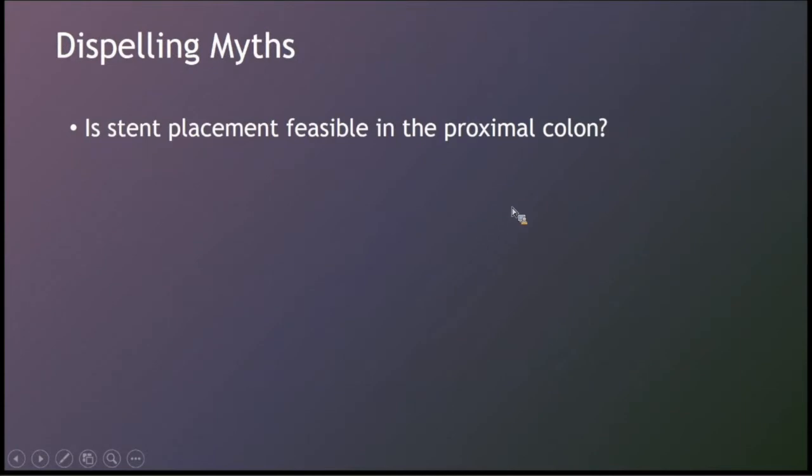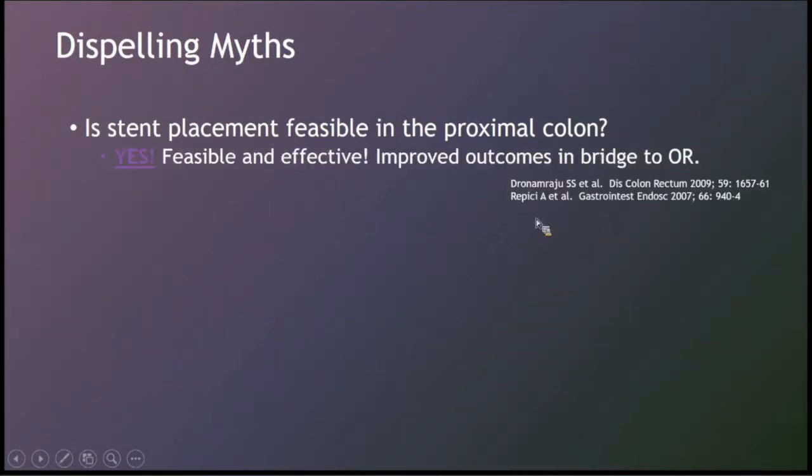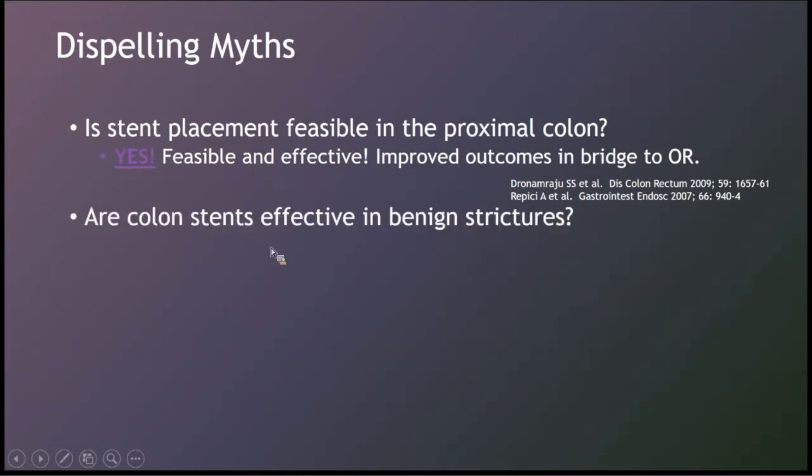Some people have always asked, well, can you place a stent in the proximal colon? And we can. It's a little bit trickier, but we definitely do this pretty regularly. Can you do it in benign strictures? So the other strictures that we see are people with diverticular strictures or ischemic strictures.